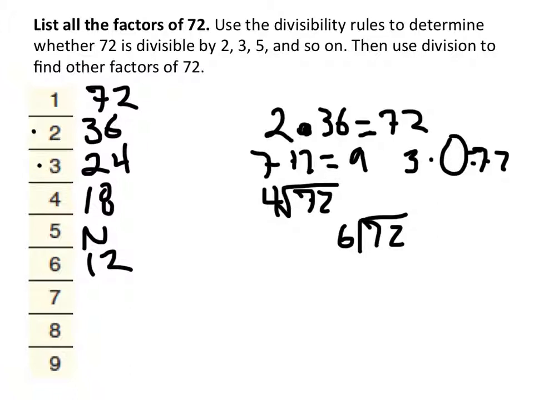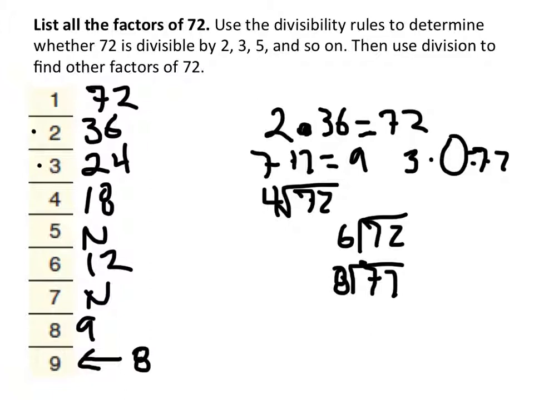Now, I'm just going to go ahead and plug in 7. I don't have a rule for 7, and I find out that there is no number. 7 can't go into 72, so the answer here is no. Then I look at 8. I don't have a rule for 8, so I just divide 72 by 8, and I find out the answer is 9.